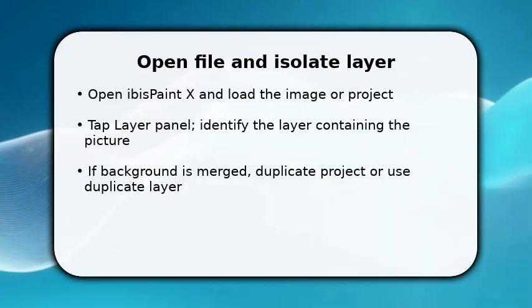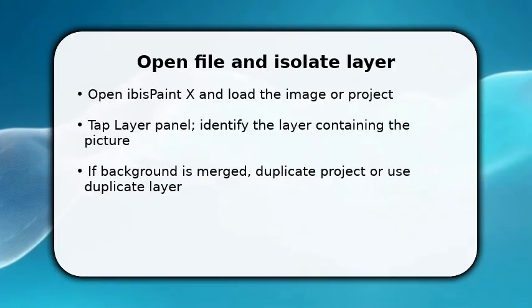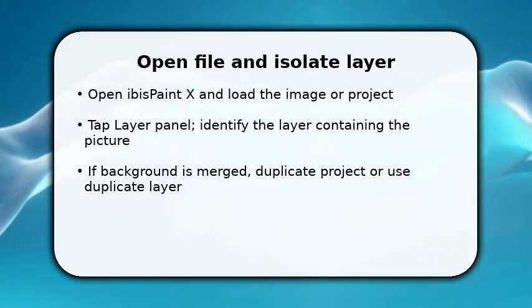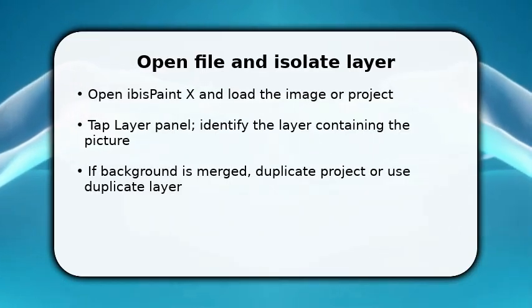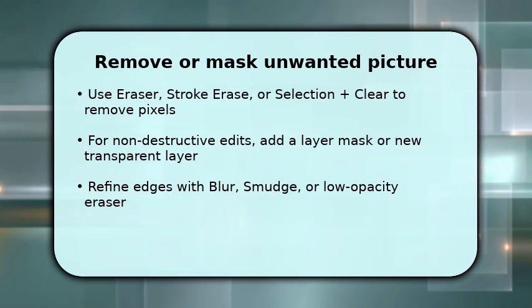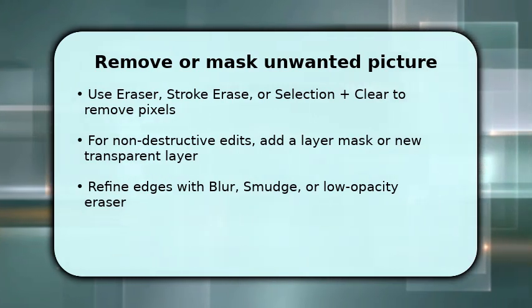If the image is on a background layer that's locked or merged, unlock or duplicate it first, because you'll be erasing or cutting pixels. This ensures you can undo major mistakes without losing your work. Once the layer is ready, choose whether to remove permanently or mask non-destructively.